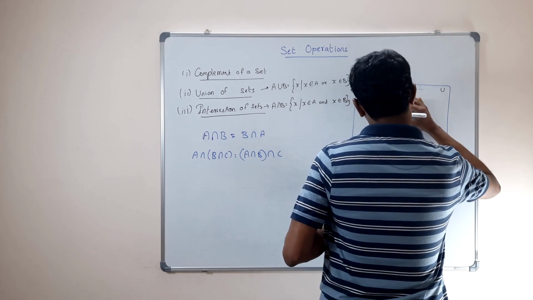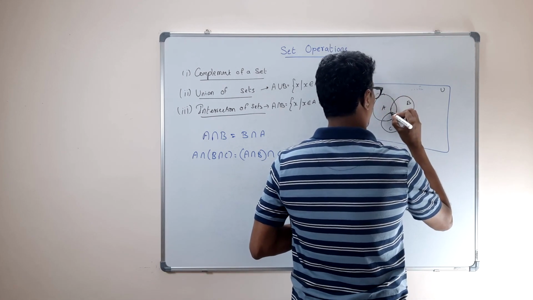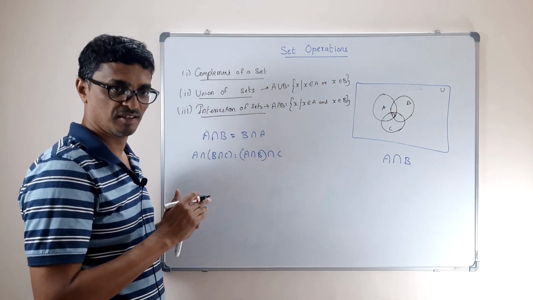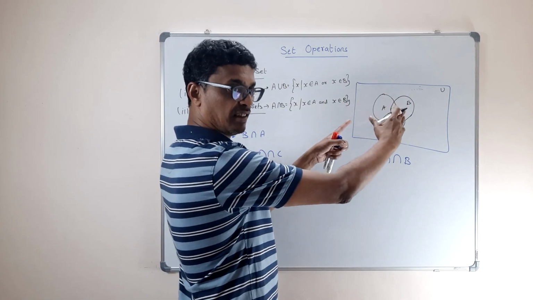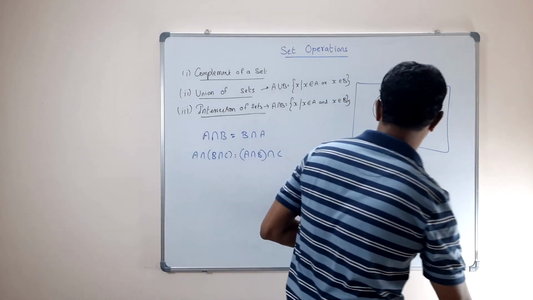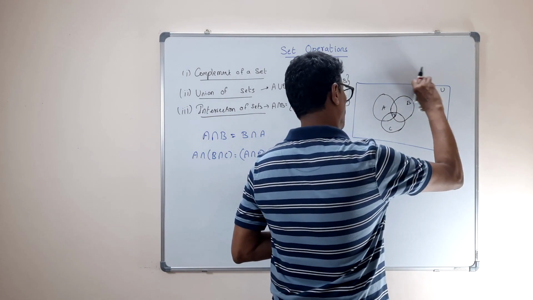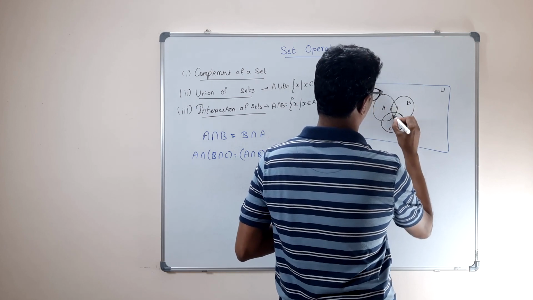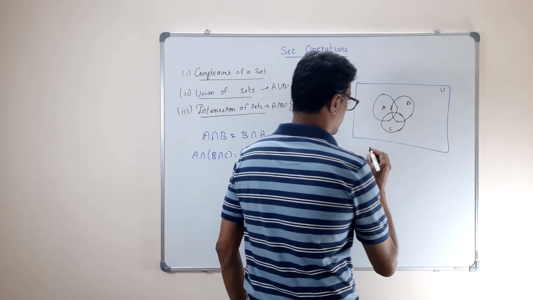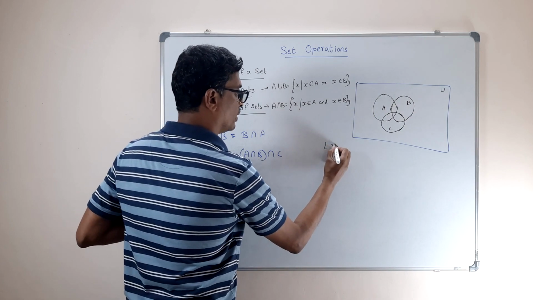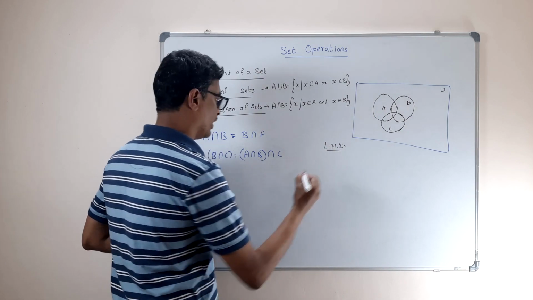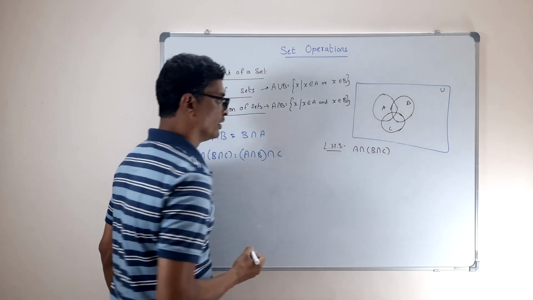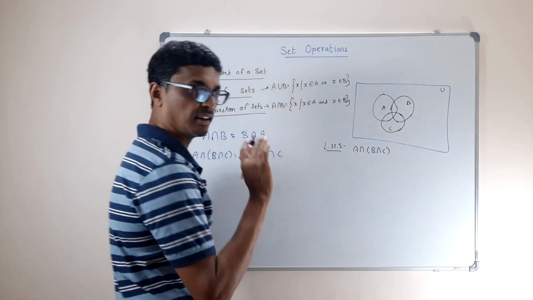This is the exam question they may ask: prove this property using Venn diagram. In that case you should do it one by one. In an exam you shouldn't erase and redraw like I am doing here. First you should write A, B, C like this. Then take the LHS part. LHS is what? A intersection B intersection C. I was saying union, no, it is intersection.